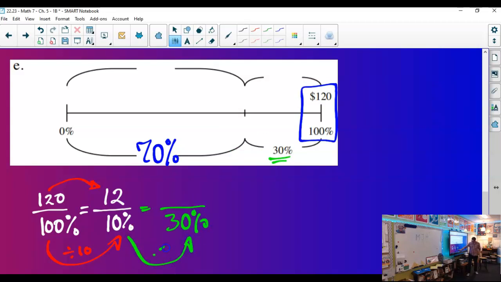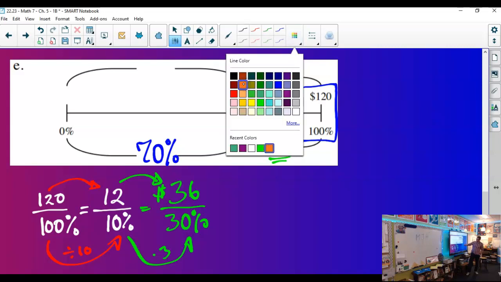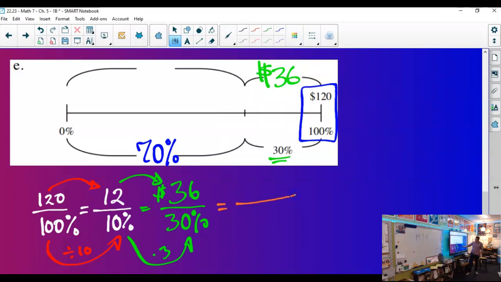Lucy said "obviously" a lot of times. It may not be obvious, so you might want to be careful saying that, because it might not be obvious to everybody. All right, so sweet. So we get that is $36, and then we still need 70%.